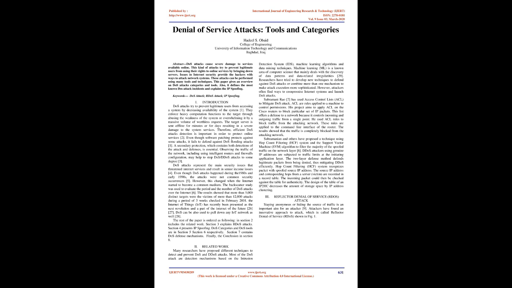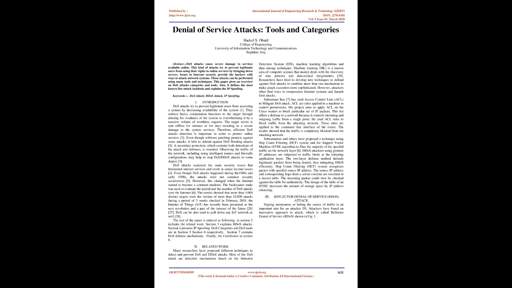Subramani Rao has used access control lists, ACL, to mitigate DoS attacks. ACLs are rules applied to a machine to control permissions. His project aims to apply ACLs on Cisco routers to block a particular set of IP packets. This list offers a defense to a network because it controls incoming and outgoing traffic from a single point. He used ACL rules to block traffic from the attacking network. These rules are applied to the command line interface of the router. The results showed that the traffic is completely blocked from the attacking network.